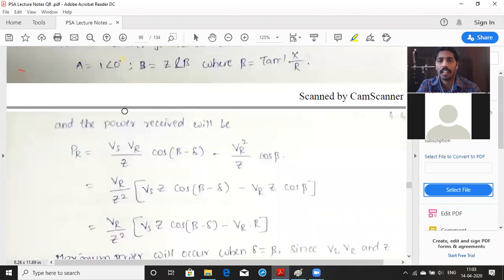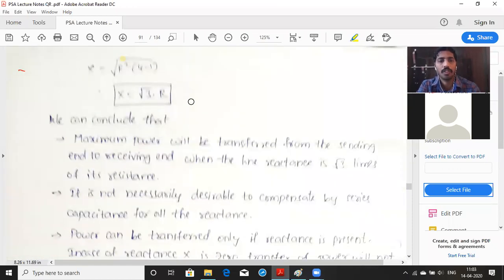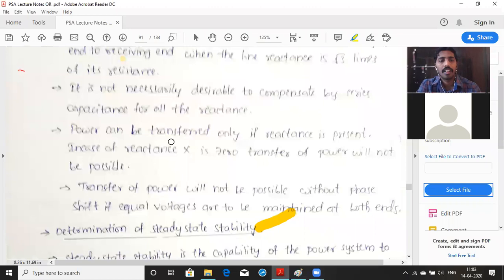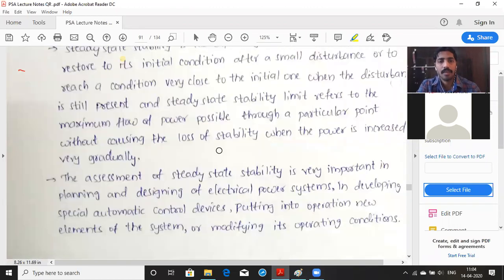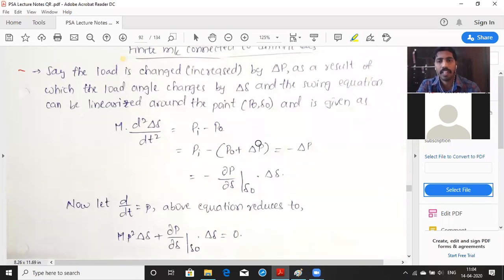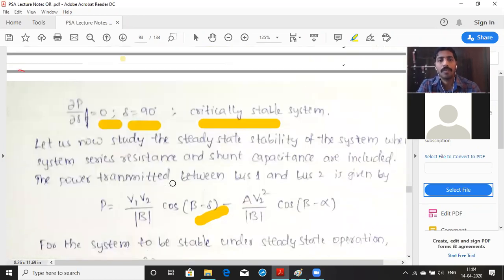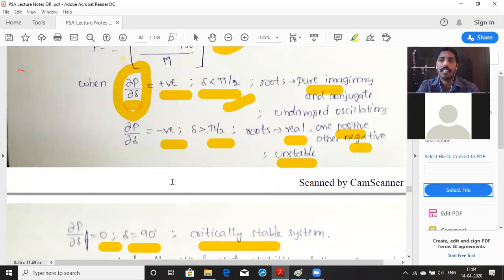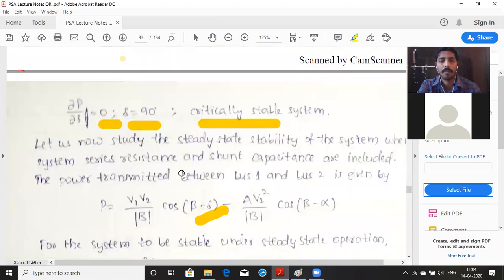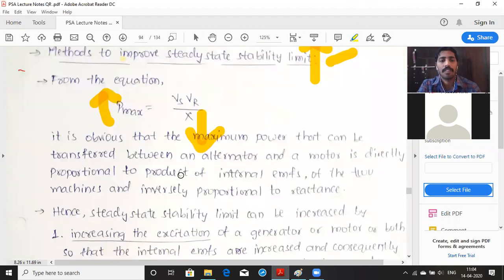And also from the power angle curve, we have derived one condition where X is equal to root 3 times R. This is the maximum power transfer condition. And to determine the steady state stability, we are going to use the swing equation. And by the swing equation, we got that dP by d delta can be positive, negative, or 0. With respect to that, we are going to determine whether the synchronous machine is stable, unstable, or critically stable. Then after, the methods to improve the steady state stability.